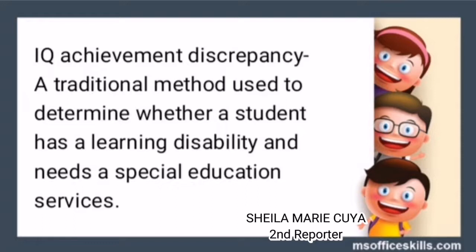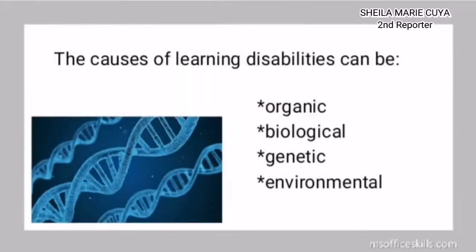Thus, a 10-year-old with an IQ that is normal for a 10-year-old fails to pass the grade level although he or she has the ability to do so. And this phenomenon is explained by the factor called IQ Achievement Discrepancy. It is a traditional method used to determine whether a student has a learning disability and needs special education services. Learning disabilities is intrinsic to an individual.